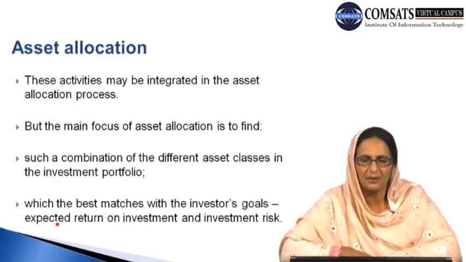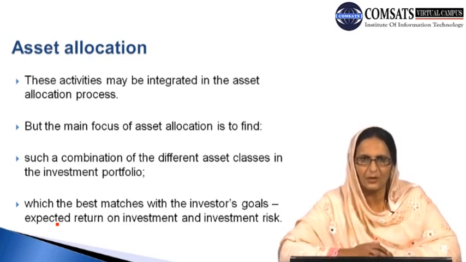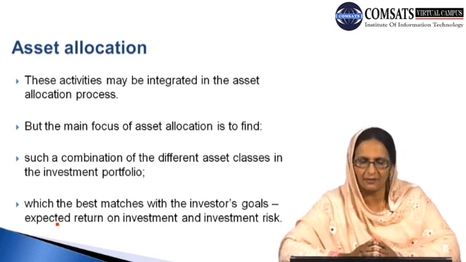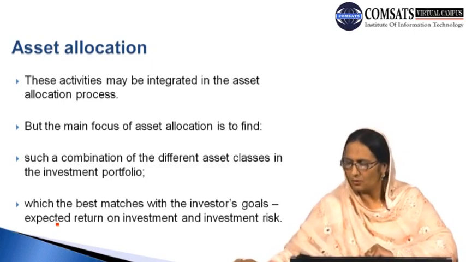And these activities may be integrated in the asset allocation process, but the main focus of asset allocation is to find such a combination of the different asset classes in the investment portfolio which best matches the investor's goal, the expected return on investment, and the investment risk. We can say that an efficient goal setting is to have the best combination of risk and returns, where the risk will be at a low level and the return will be at a high level. So we can say this is the best match between risk and return to achieve the investor's goal.